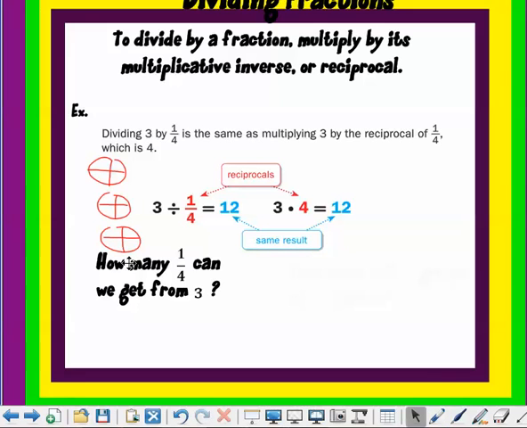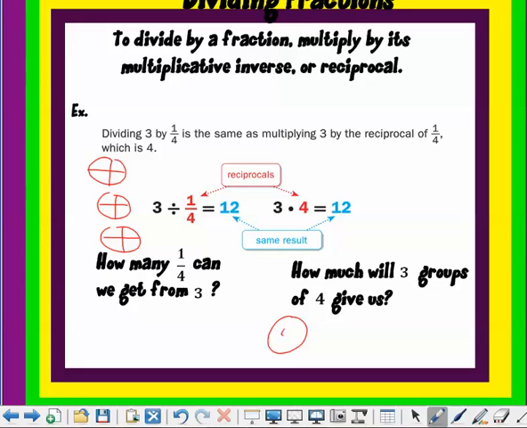The second statement is asking us how much will 3 groups of 4 give us. And that's really the same idea. We have a group of 4, a group of 4, and a group of 4, and we have a total of 12 because 3 times 4 is 12. So same ideas, just being represented different ways. One is dividing by a reciprocal, and one is multiplying by that number. So we look at 4 and 1/4, and we see that we have reciprocals between those two.